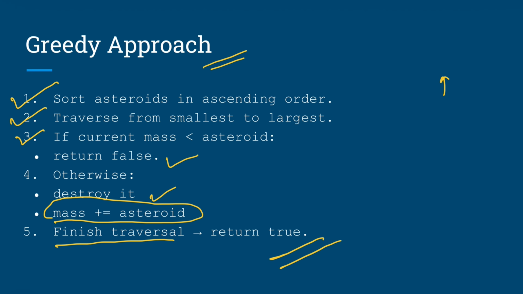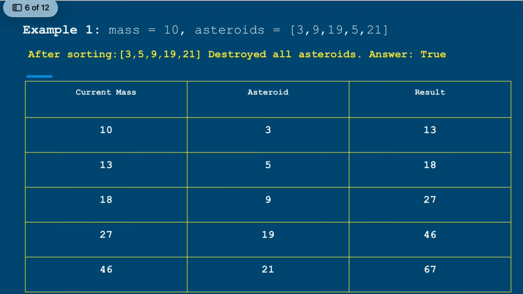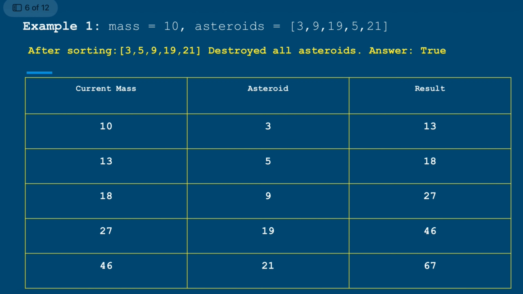So this will be our greedy approach, and this is what we should do. Let's understand it again with an example. This is the mass we have been given in example 1, and these are the asteroid masses. The very first thing is that the array is not sorted, as you can see 5 is here, so we will sort it.